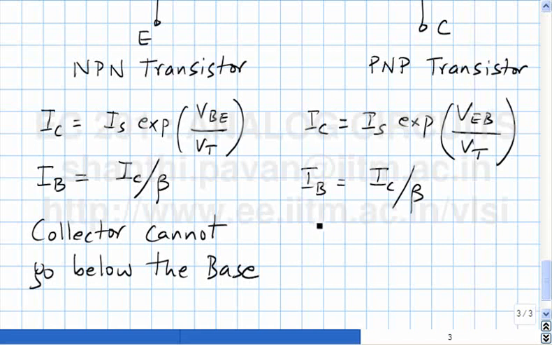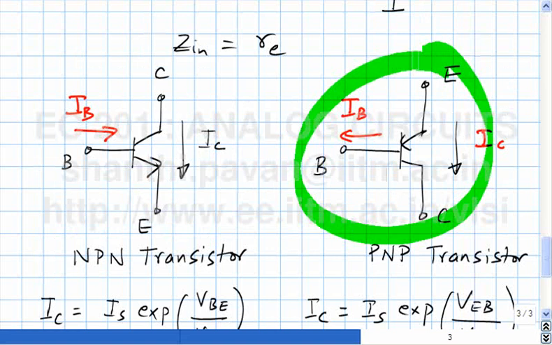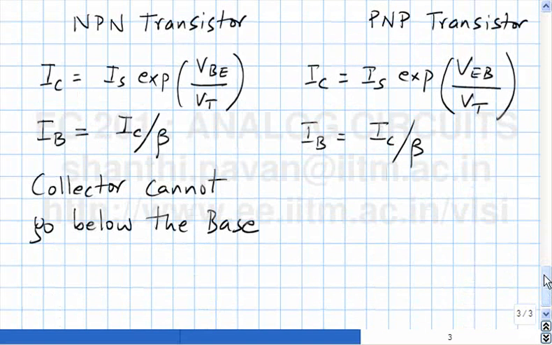In a PNP transistor, what happens? These three terminals, which do you think has got the highest potential? The emitter. What can I say about the collector potential?